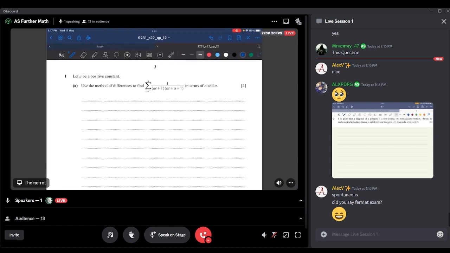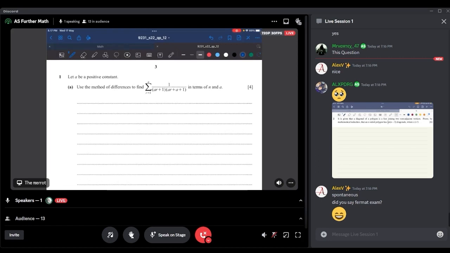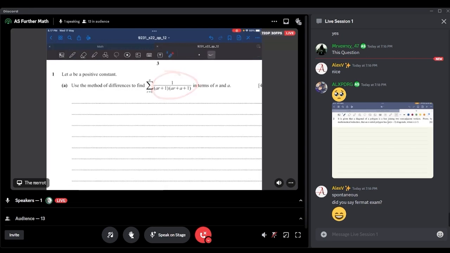Okay, so for the first question, we have a summation, method of differences. So of course, that means we have to do some partial fractions. We have to partial fraction the expression inside the sum, and then see if we can cancel things out by this method of differences. So let's do that.